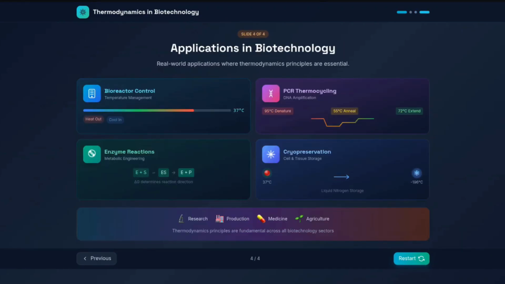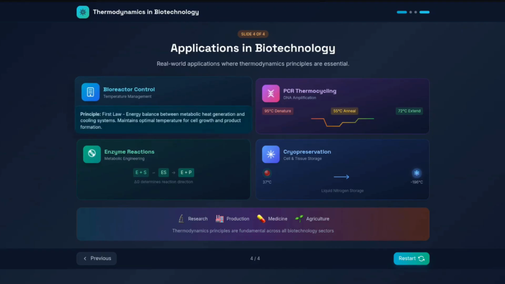Now let's correlate how thermodynamics is applied in real-life applications in biotechnology. First of all, bioreactor control. The 1st law focuses on conservation of energy where energy is balanced between heat generation and cooling system, and this is vital for bioreactors to ensure cell growth at optimal temperature.